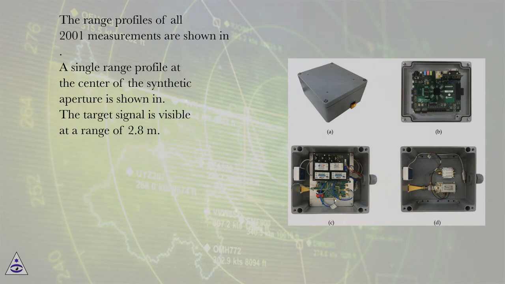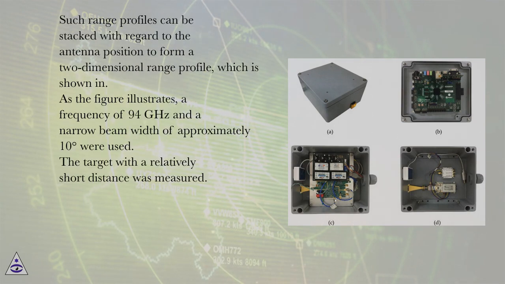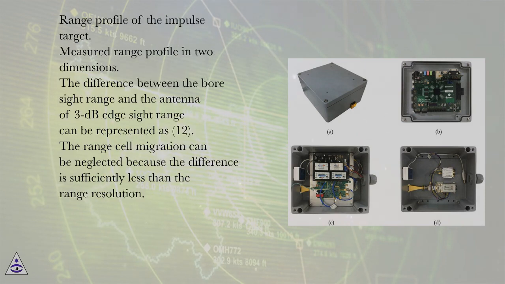The range profiles of all 2001 measurements are shown in. A single range profile at the center of the synthetic aperture is shown in. The target signal is visible at a range of 2.8 meters. Such range profiles can be stacked with regard to the antenna position to form a two-dimensional range profile, which is shown in. As the figure illustrates, a frequency of 94 GHz and a narrow beam width of approximately 10 degrees were used. The target with a relatively short distance was measured. Range profile of the impulse target. Measured range profile in 2 dimensions.